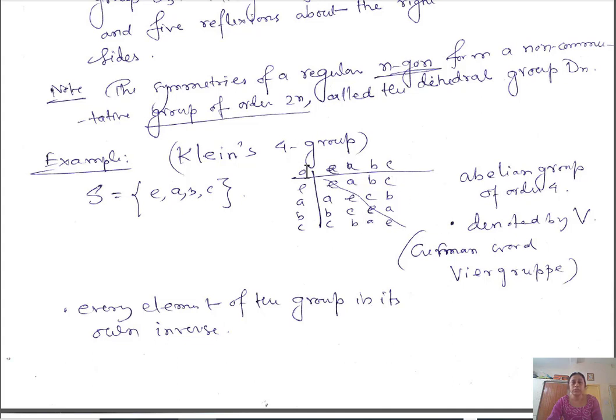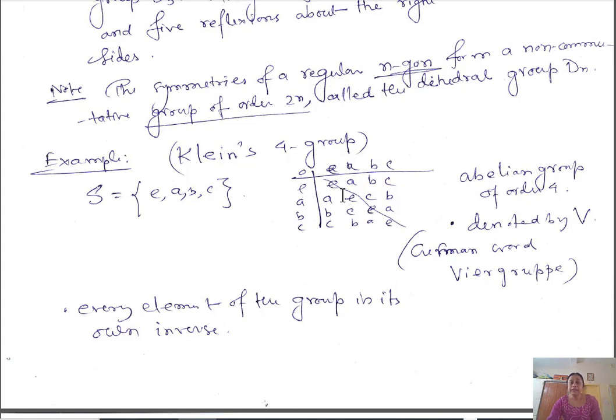this. O is the composition. This E, A, B, C, E, A, B, C. The diagonal is all E. This is EABC, this is EABC, and this is like that. It means A O A is E, B O B is E, C O C is E. That means every element of the group is its own inverse. Inverse of E is E, inverse of A is A, because A composition A is E. Inverse of B also is B. Inverse of C also is C.